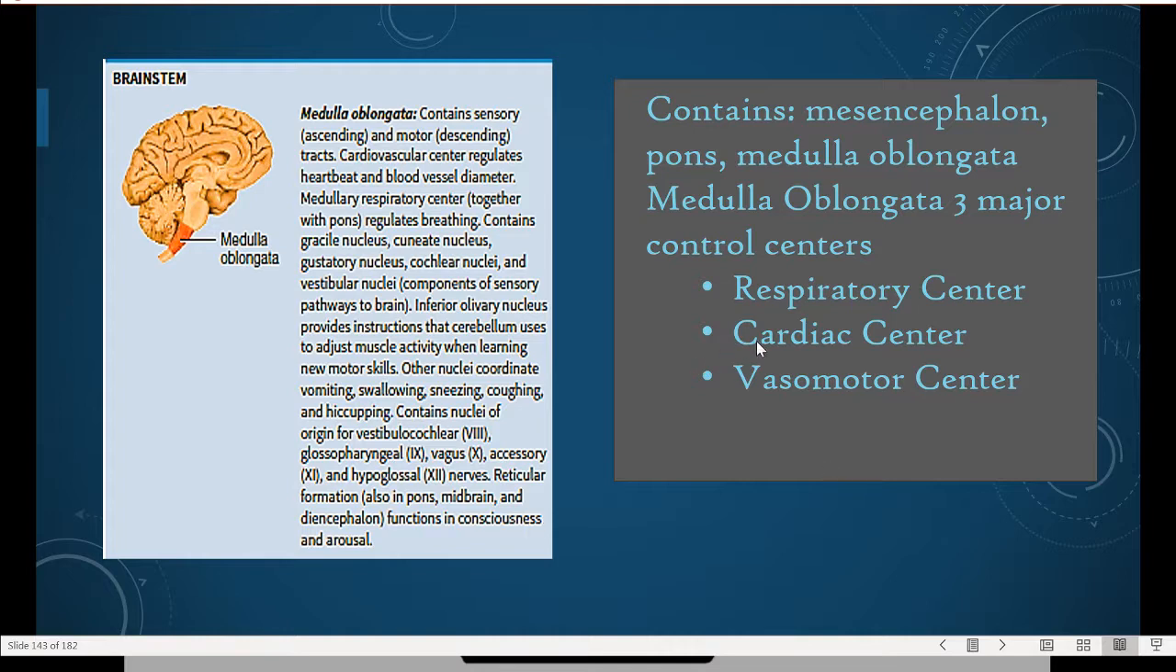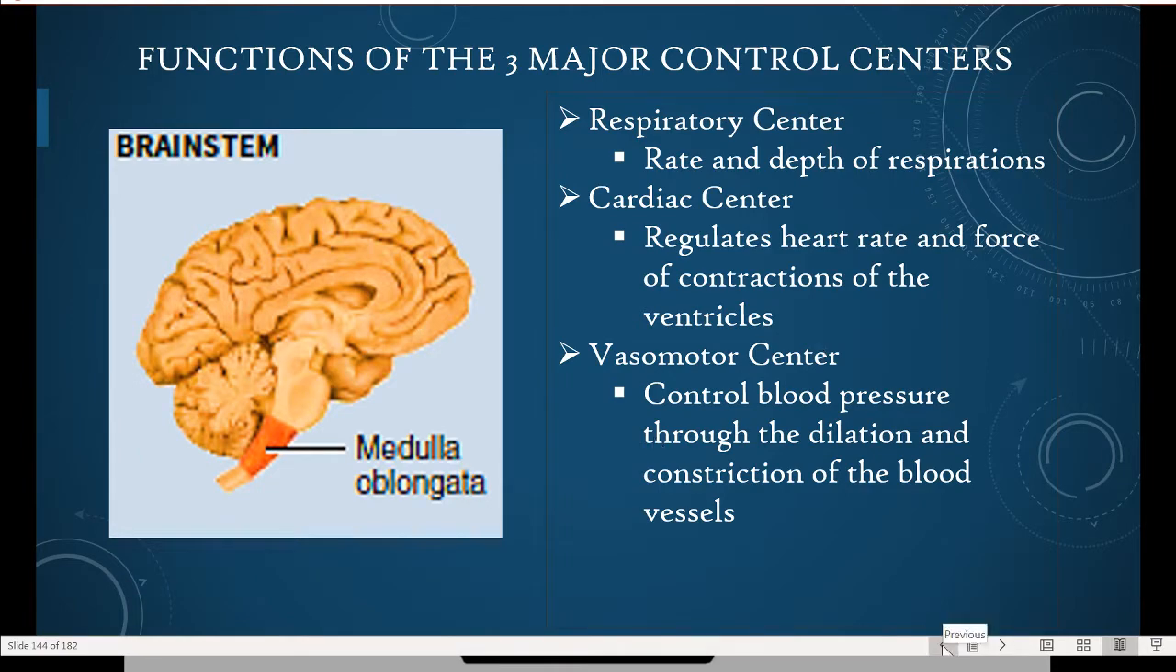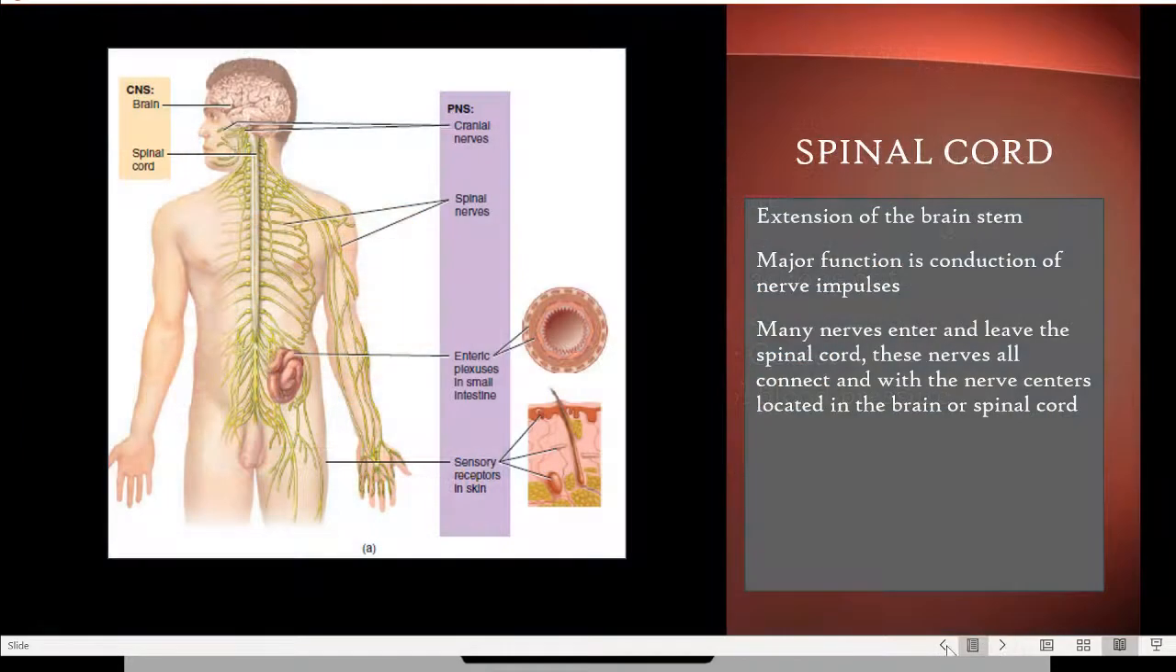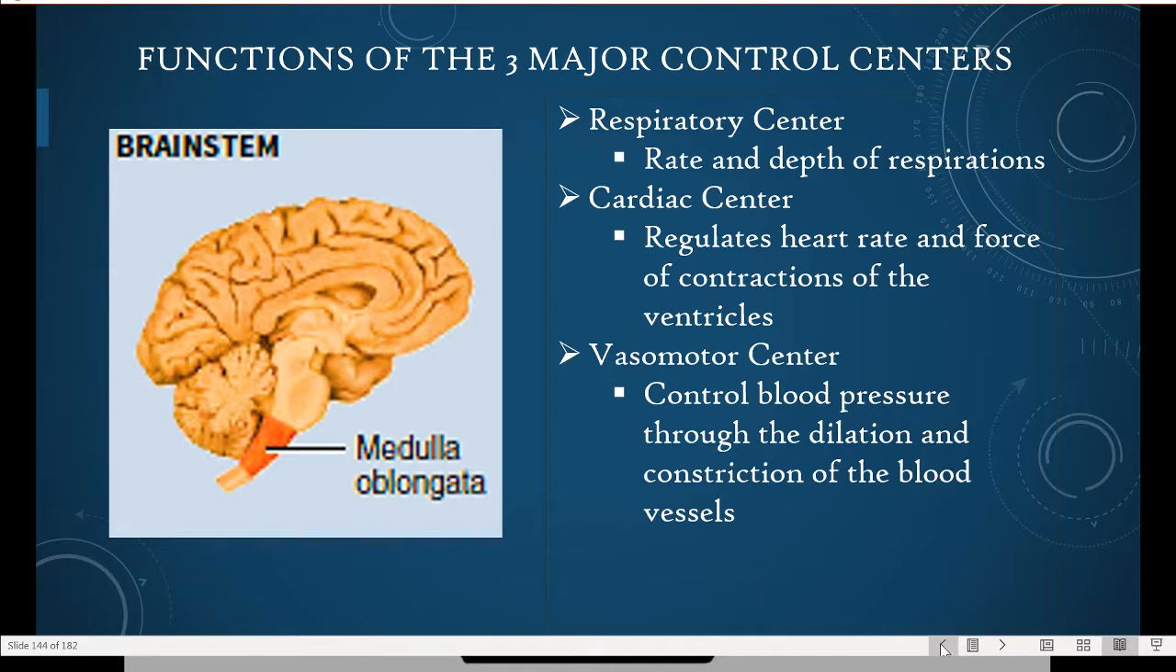contraction force. Oh, sorry, y'all. Back up one more.